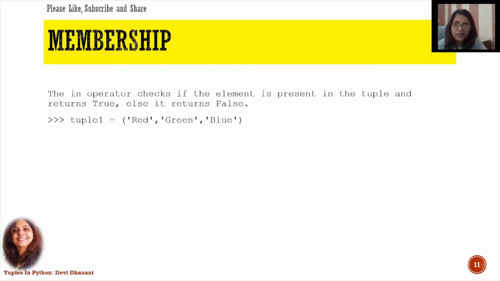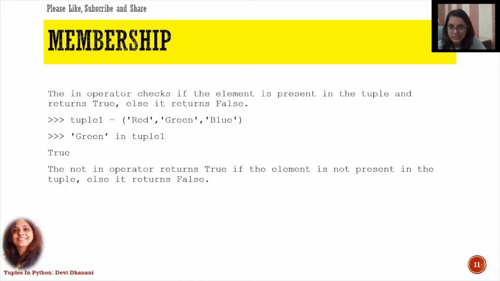So let's consider a tuple. Tuple 1 is equal to red, green, blue. If I wish to find whether the element green exists in tuple 1 or not, I can write green in tuple 1. Please note that these elements are of string type, so in the syntax also, I will have to write exactly in this form. Since green is present in the values, it is a part of the tuple, the resultant value will be true.